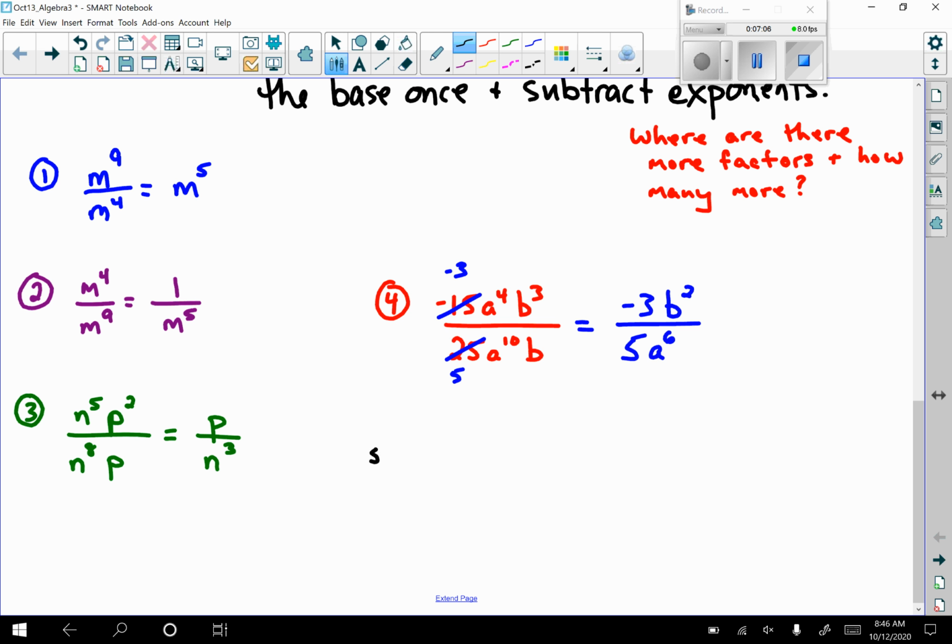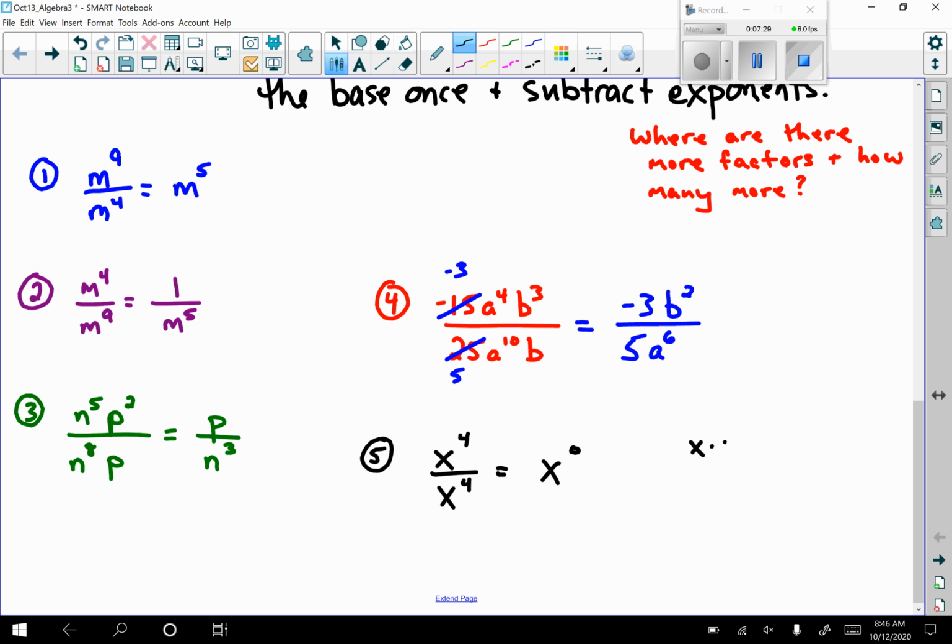So let me put one more up here. What if I had x to the 4th divided by x to the 4th? Here, where do we have more factors of x? Well, they're the same, aren't they? So I don't have any more in the top than I do in the bottom. So what's going to happen is if I were to subtract the exponents, I would get what, guys? A 0.